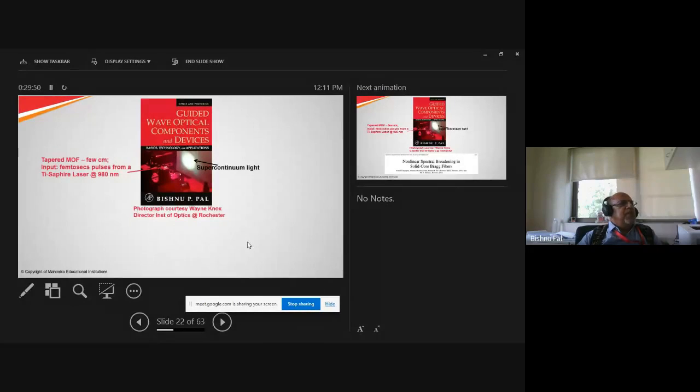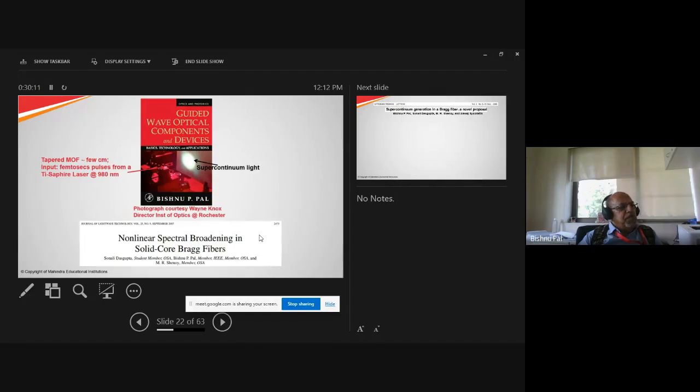This also appears on the cover page of my book. This photograph is courtesy of Professor Wayne Knox, who was the director of the Institute of Optics at Rochester at the time. So he shows a tapered microstructured optical fiber, only a few centimeters long. Its input is a femtosecond pulse from a Ti-sapphire laser at 980 nanometers, and you get supercontinuum light on the output.